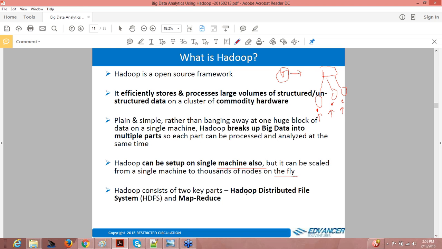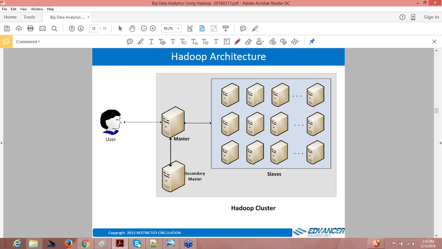Hadoop consists of two key parts. One is the file system, which is a distributed file system. We call it HDFS. The other one is MapReduce, which is the data processing component. In the Hadoop architecture, if we look at the core, Hadoop supports two components: a storage component, which we call HDFS, and the processing component, which is called MapReduce.